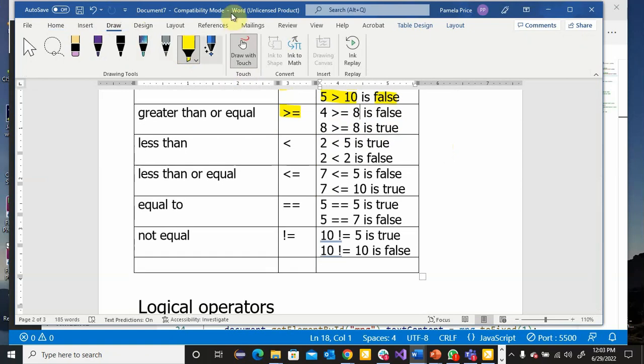Then similarly, we have less than. So 2 less than 5 is true. 2 less than 2 is false. We have less than or equal to. 7 less than or equal to 5 is false. 7 less than or equal to 10 is true.